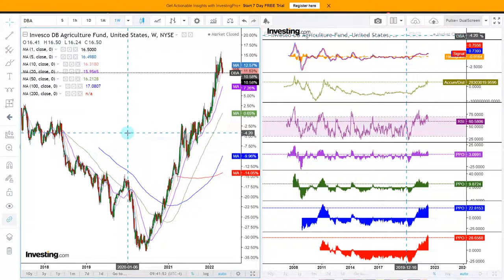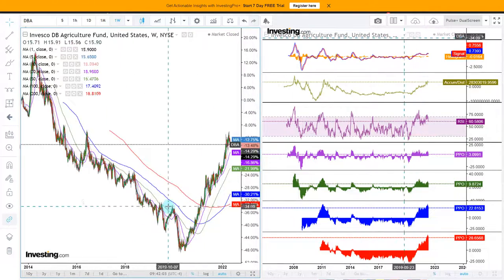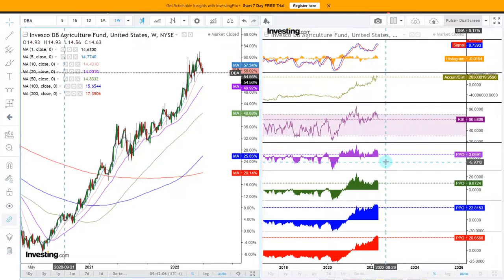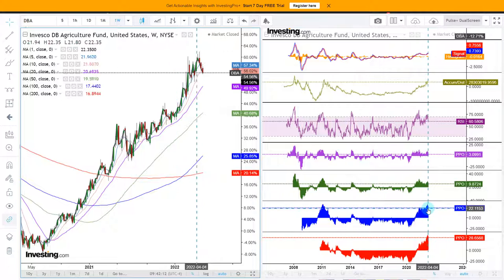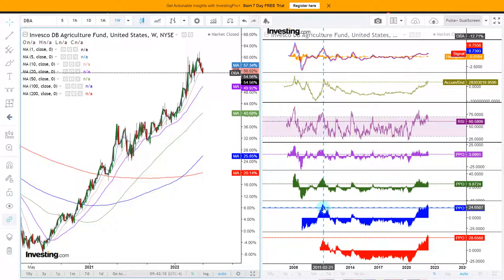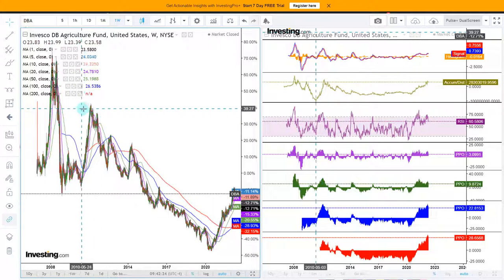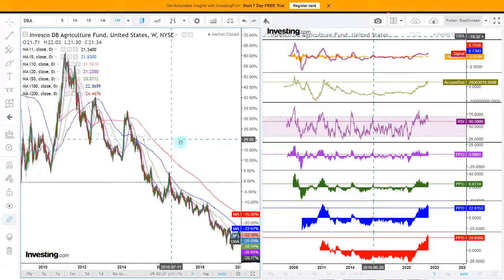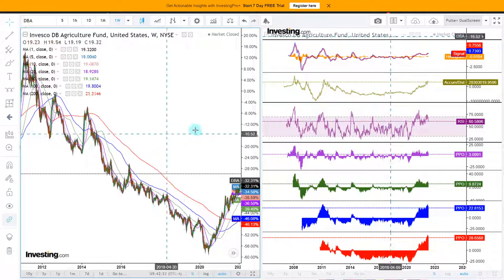having a pullback, a mean reversion, is very natural. Even in a bull market, you do have mean reversions. And the rally we have seen in agricultural commodities has been really, really big. You're looking here at the RSI and the PPO. Especially look here at the 100-week moving average PPO. We reached an extreme level that we haven't seen since this super rally here in 2011. And that super rally definitively was followed by some very substantial repricing of agricultural commodities.